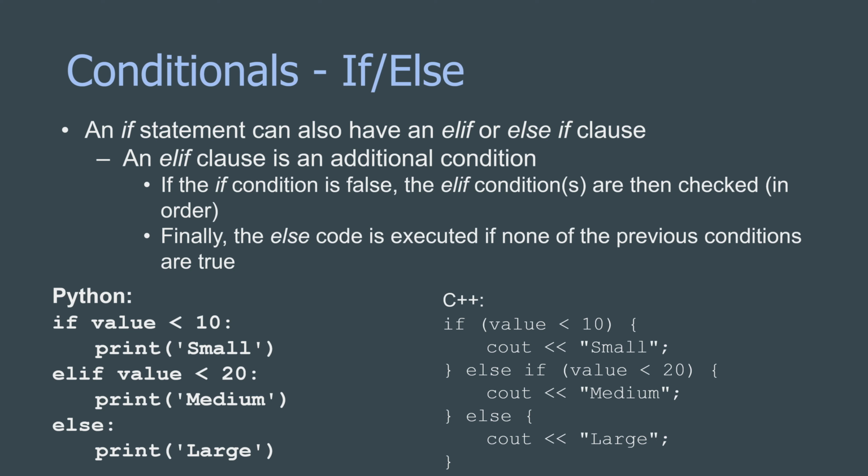Okay, so if the value is less than 10, we print small. If the value is 10 or greater, but less than 20, we print medium. And if the value is 20 or greater, we print large.